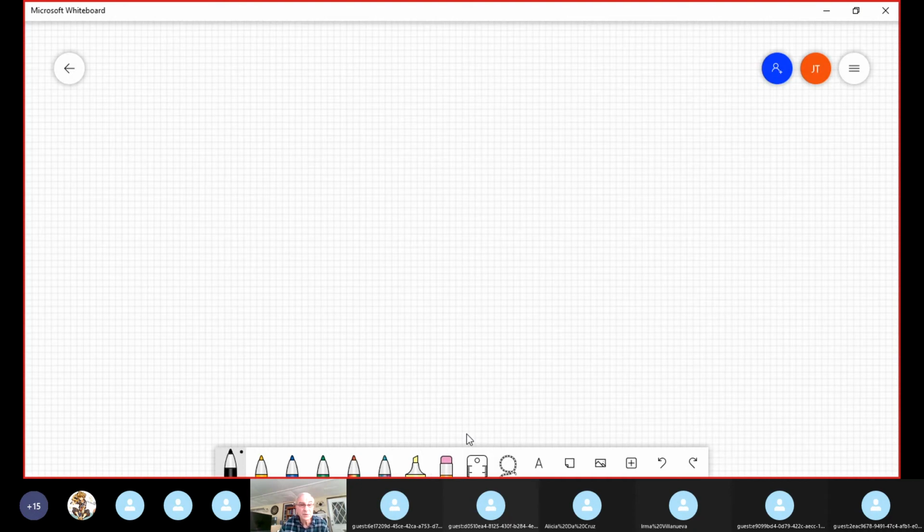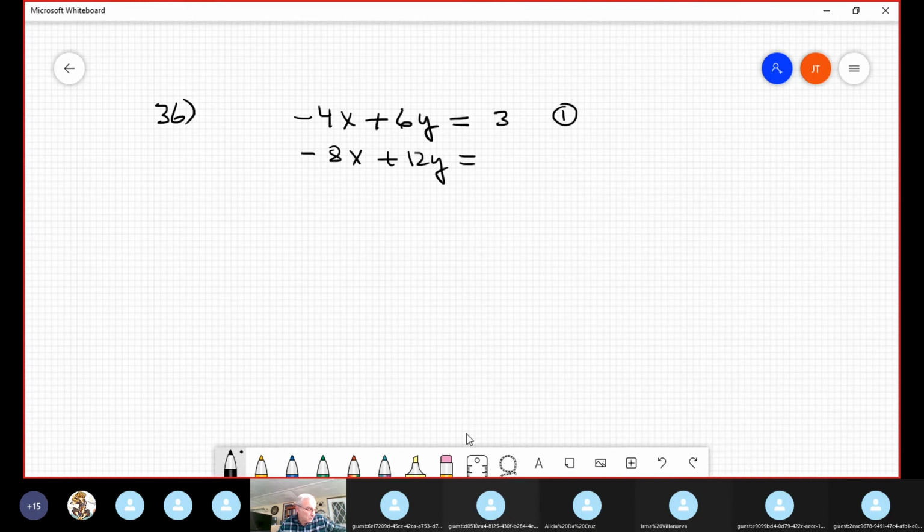36. The first equation is minus 4x plus 6y equal 3. Minus 8x plus 12y equal 6. Equation number 2. Okay, help me, guys. I need help. What should I do? Multiply by what? Which one? The first one. You multiply now.